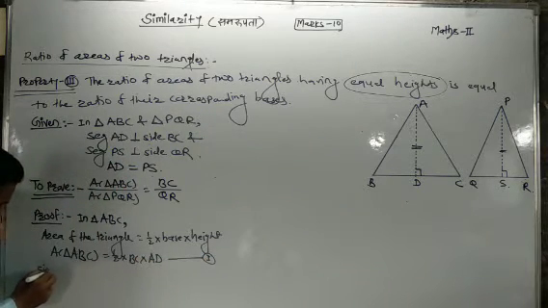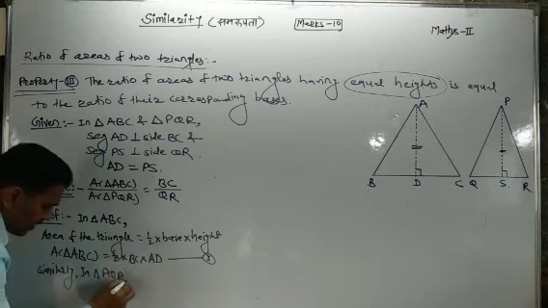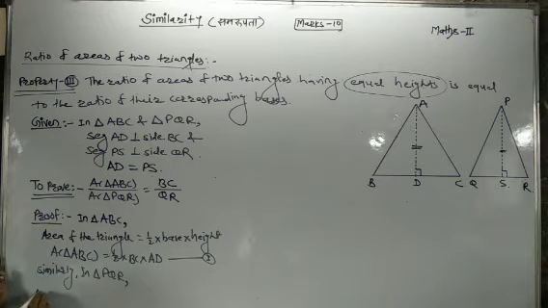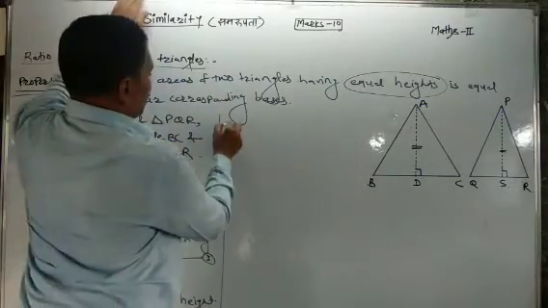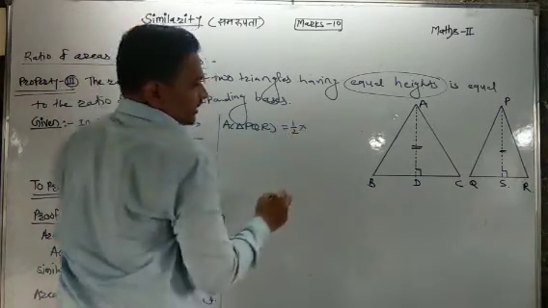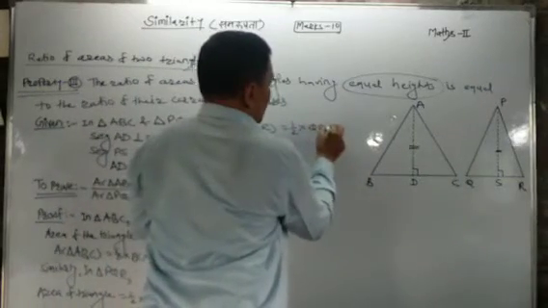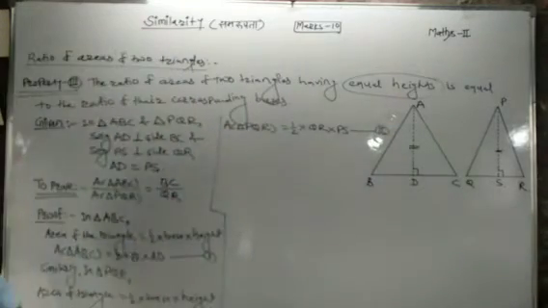Similarly in triangle PQR, again write the formula. Area of triangle is equal to 1 by 2 into base into height. Right. In triangle PQR, means area of triangle PQR equal to 1 by 2 into base QR into height PS. Step number second. Divide equation first by second, we get.